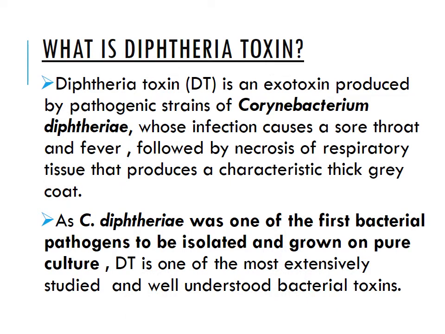What is diphtheria toxin? Diphtheria toxin, DT, is an exotoxin produced by pathogenic strains of Corynebacterium diphtheriae whose infection causes a sore throat and fever followed by necrosis of respiratory tissue that produces a characteristic thick gray coat. As Corynebacterium diphtheriae was one of the first bacterial pathogens to be isolated and grown in pure culture, diphtheria toxin is one of the most extensively studied and well understood bacterial toxins.